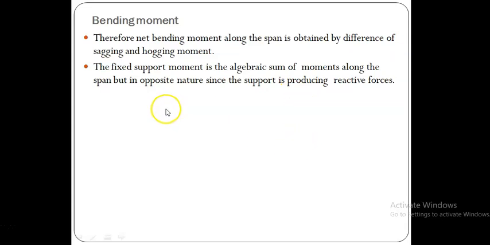Like that, if a fixed support is at the left support, then the span moments due to these downward forces are all clockwise moments, and therefore the reactive moment at this fixed support is anti-clockwise in nature, which is equal to all these span moments. So like that we can find the fixed support moment in case of a cantilever beam.